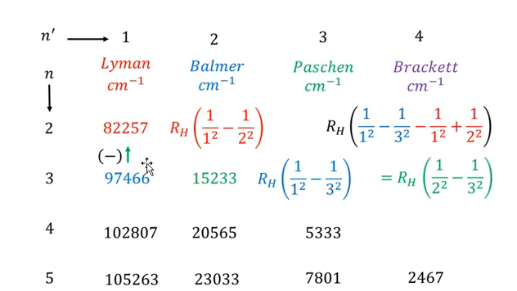So now let me explain this one. This wavelength, which is given corresponding to the principal quantum number 2, which is 82257, can be obtained using this formula of the Lyman series. You have the Rydberg constant, you have 1 over 1 square minus 1 over 2 square. So this 2 as the second term indicates that you are talking about the transition from the level number 2 of the hydrogen atom to the level number 1. If you put the value of the Rydberg constant and evaluate this, you will get this wavelength.